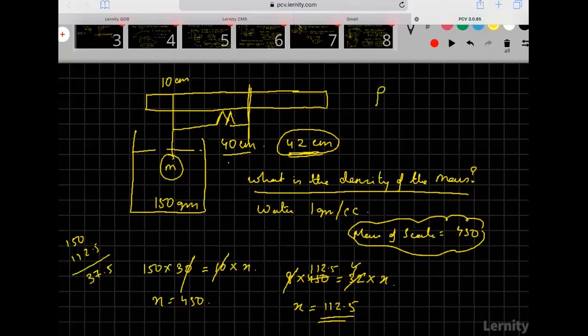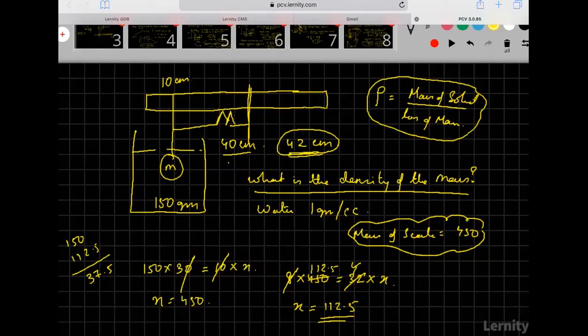Now the density of the solid is equal to the mass of the solid by the loss of mass when immersed in water. So it will now give you 150 divided by 37.5, which will approximately be equal to 4.